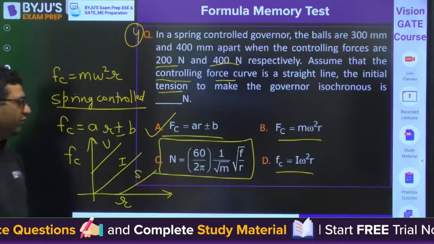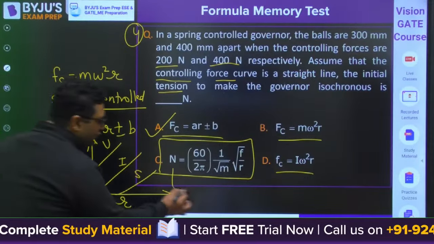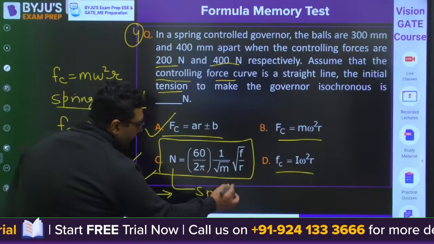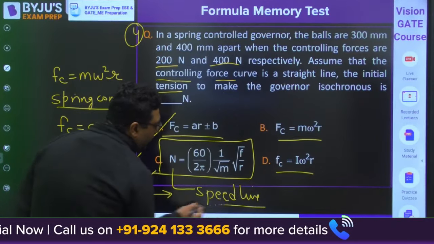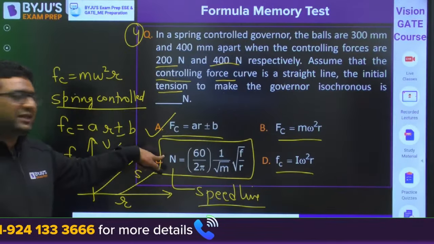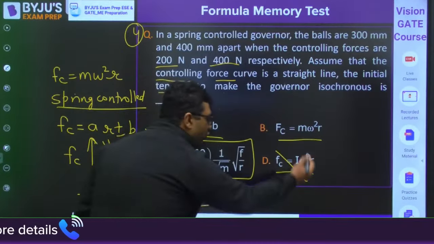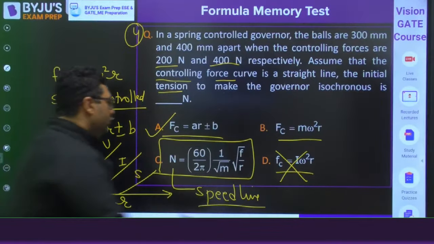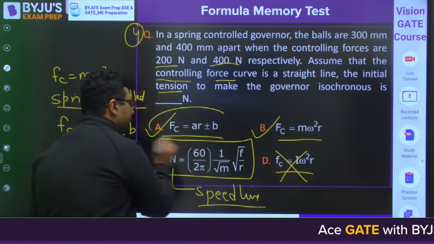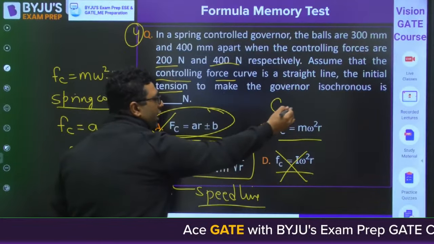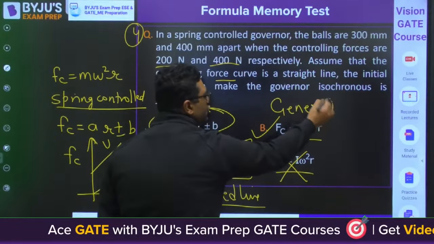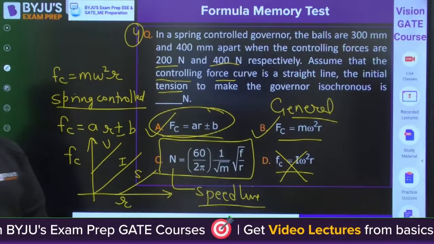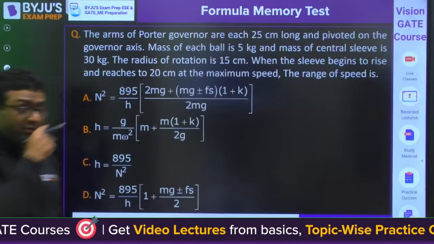Okay, moving further, and this is the equation of speed line. This has nothing to do with only one type of governor. It is used for all the types of governor, and this is a wrong formula. These two formulas are correct, but the answer is this, because this is a general formula. This is not the formula for this question. Moving to the next question, question number 5.